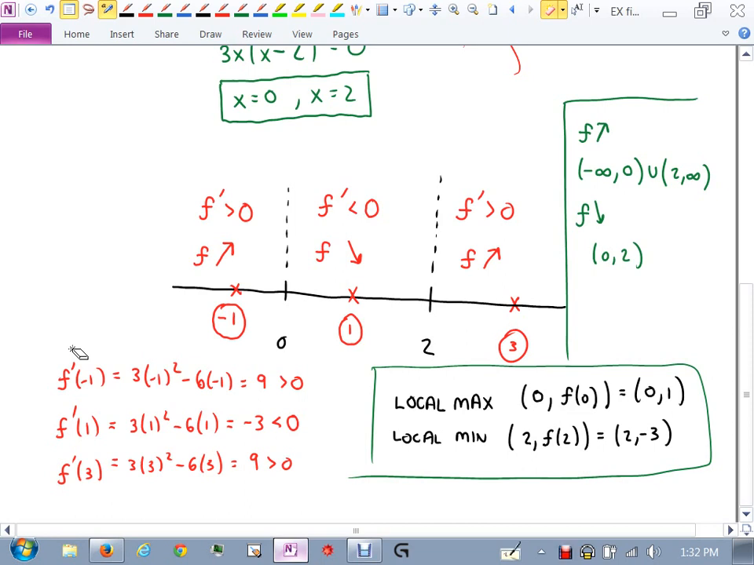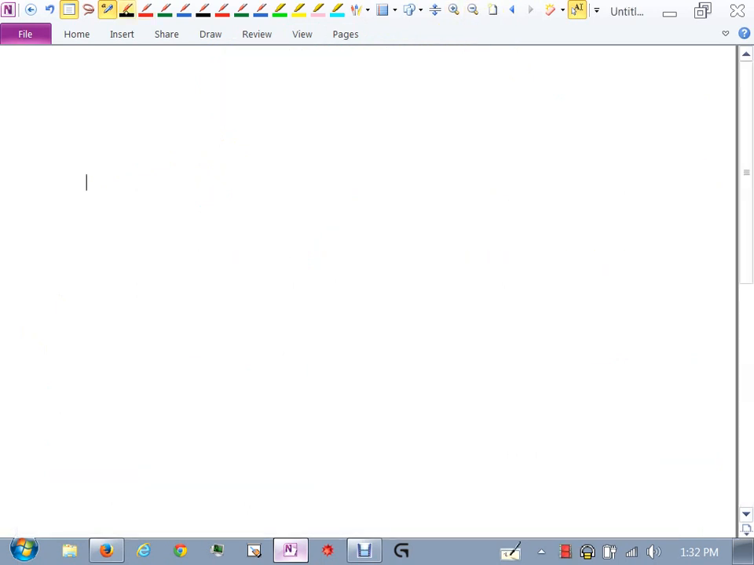All right. Here's something, this one just popped into my mind. We'll go quick through this one. Same instructions, all right? Find the local max, local min, find where it's increasing, decreasing. Very simple function. F of x equals x cubed. So first, let's start off by taking the derivative. What's the derivative? 3x squared.